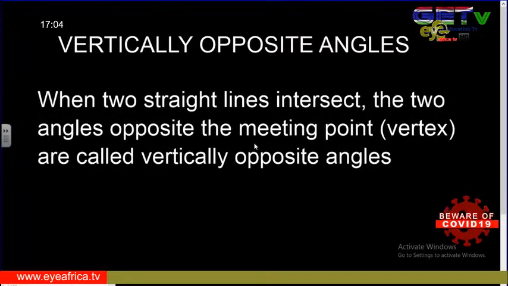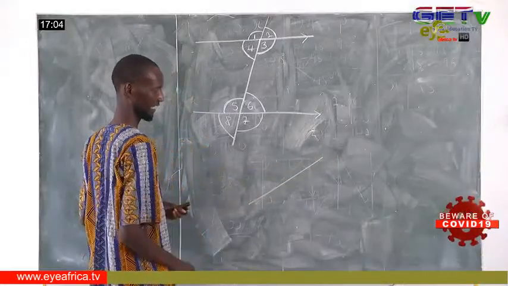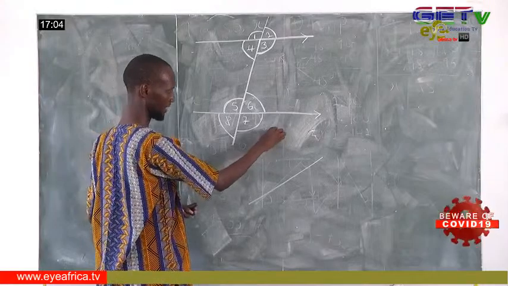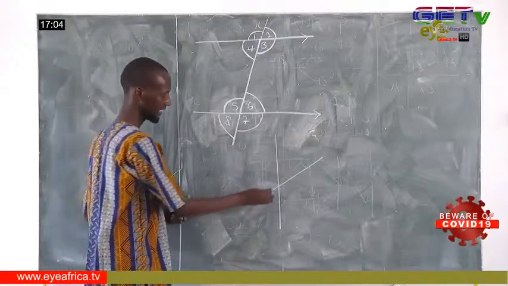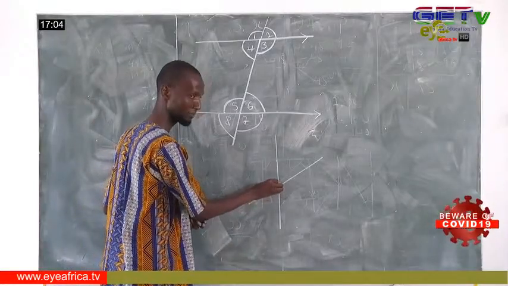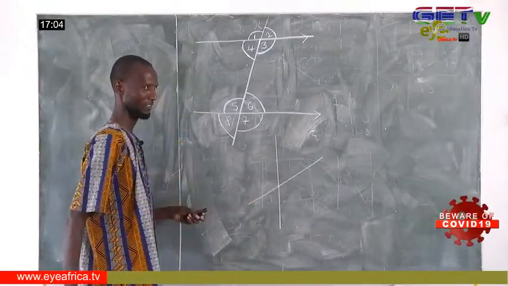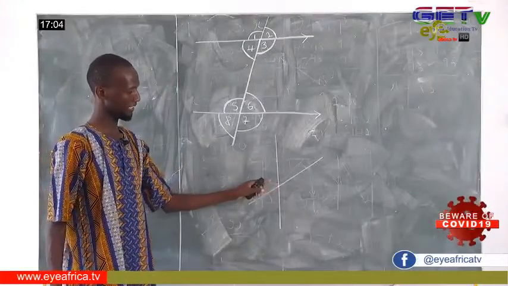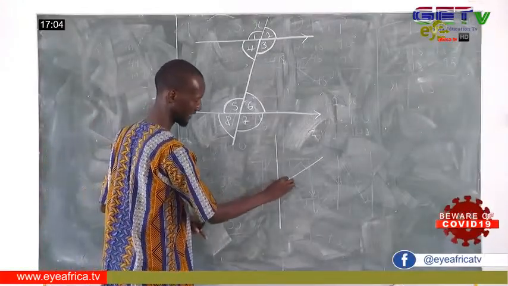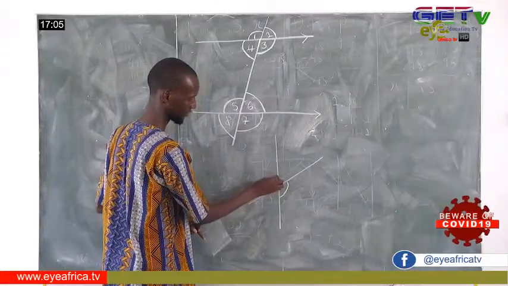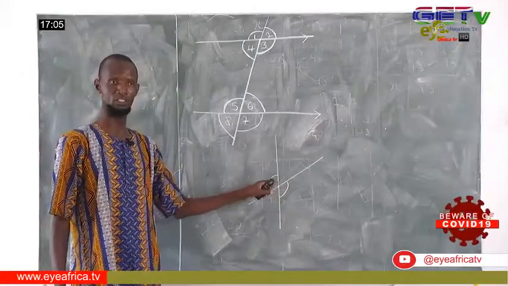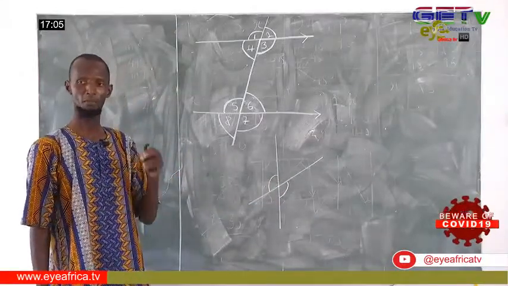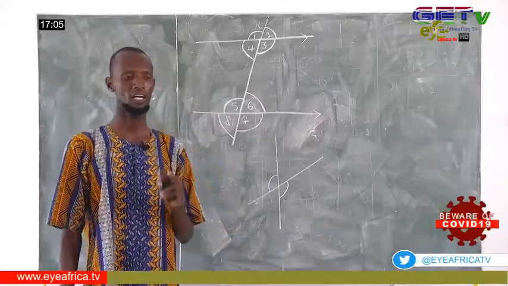Now let's see an example. If you have this straight line and you have this other straight line, you can clearly see they meet at this point. So that's their meeting point, and that is their vertex. So the angles opposite that vertex, there's an angle here, and there's also another angle here. And those two angles are opposite each other. So we call them vertically opposite angles.